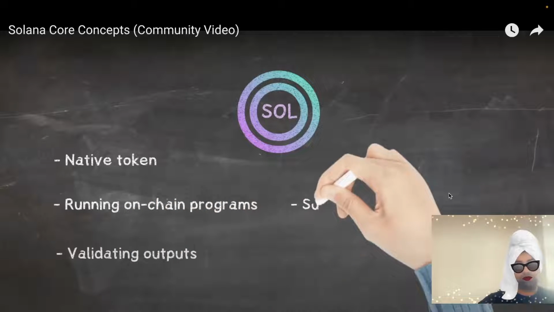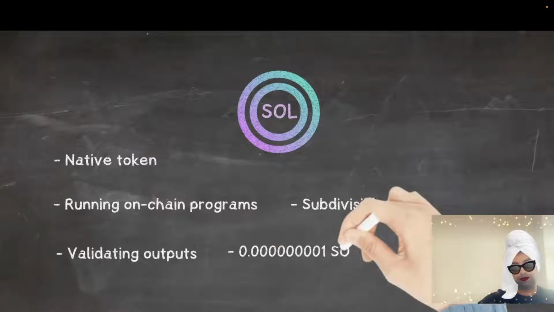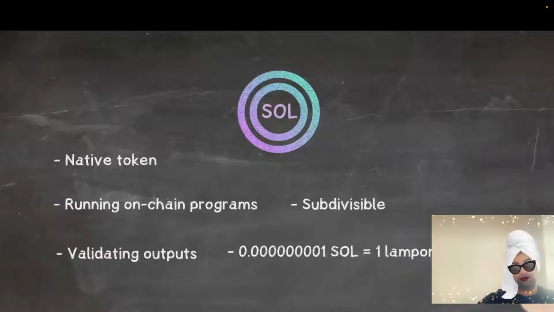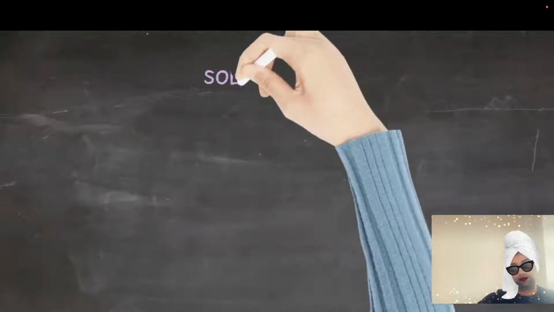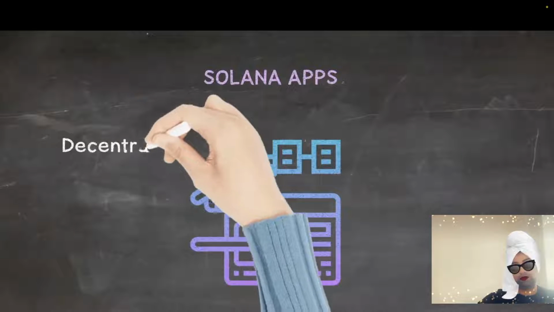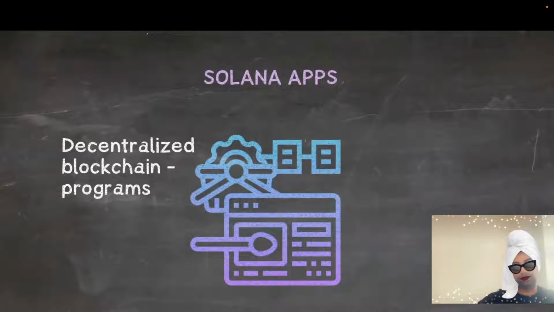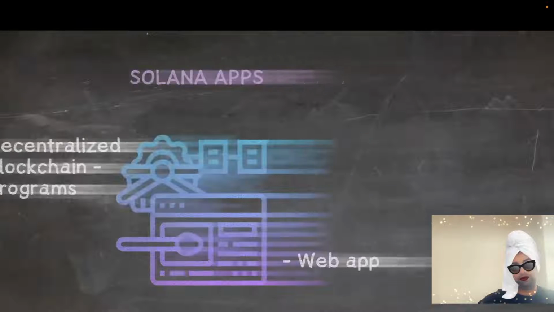A sol is subdivisible by up to a billion times, and a billionth of a sol is called a Lamport, named after the Turing Award-winning computer scientist Leslie Lamport, Solana's biggest technical influence. As a Solana developer, you can subdivide your program into two parts: a set of decentralized, blockchain-based programs that run behind curtains and can be audited, and then there's the web app itself that interacts with your users.